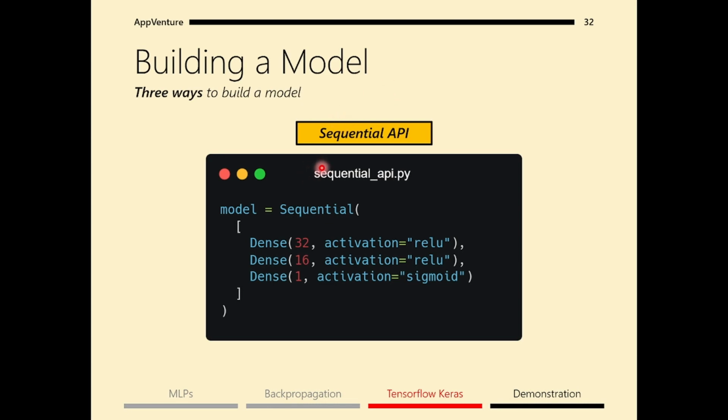There's the sequential API, where you stack the layers on top of each other. Each of these is a single multi-layer perceptron layer. So these two are your hidden layers, and this is the output.